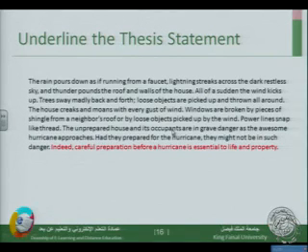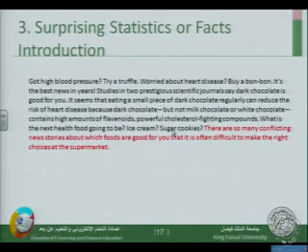If I ask you now, where's the thesis statement? I'm pretty sure you will go to the end of the paragraph and see that indeed, careful preparation before a hurricane is essential to life and property. So here is what we call the thesis statement. Thesis statements usually come at the end of the introduction paragraph. We have also something called the surprising statistic or facts introduction.